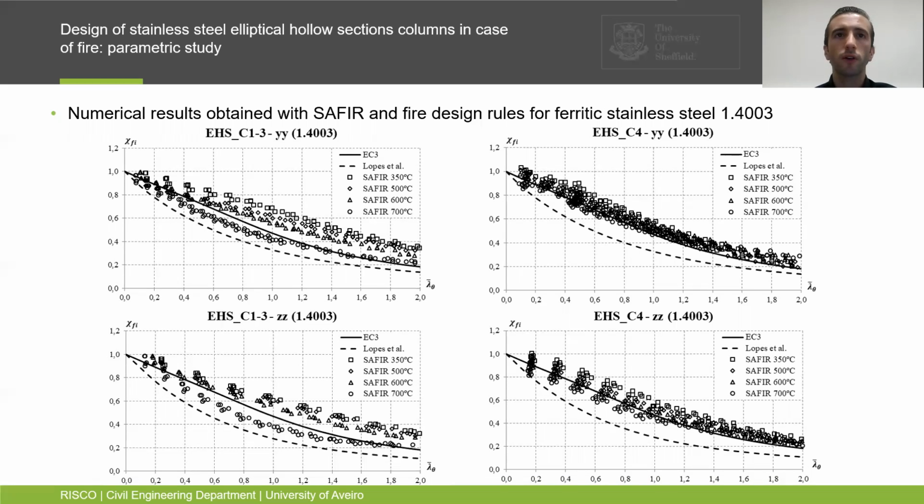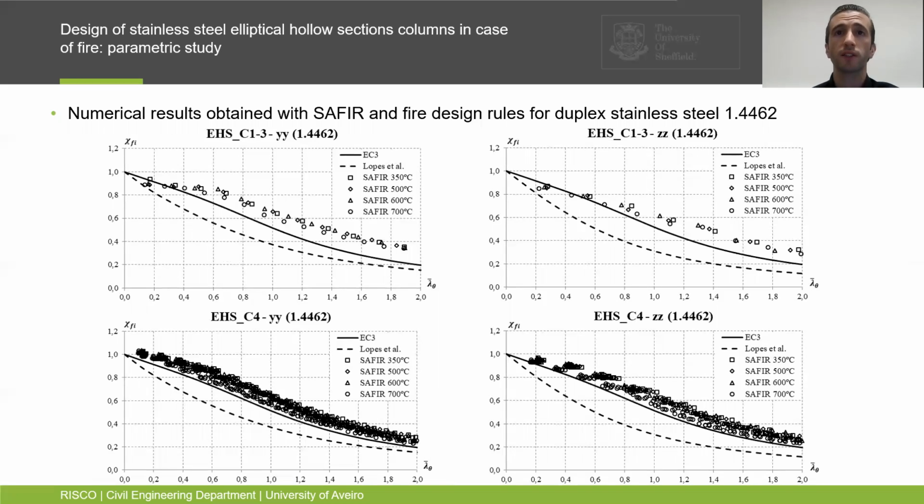In the case of the ferritic stainless steel, the same is also observed for the temperature of 700 degrees. This difference in the results at 700 compared to the other temperatures is due to the abrupt reduction in the reduction factors set out in Annex C of part 1-2 of Eurocode 3 for temperatures above 600 degrees. In this stainless steel grade, once again, with the Lopes et al. proposal, the results are on the safe side. However, the buckling curve is conservative.